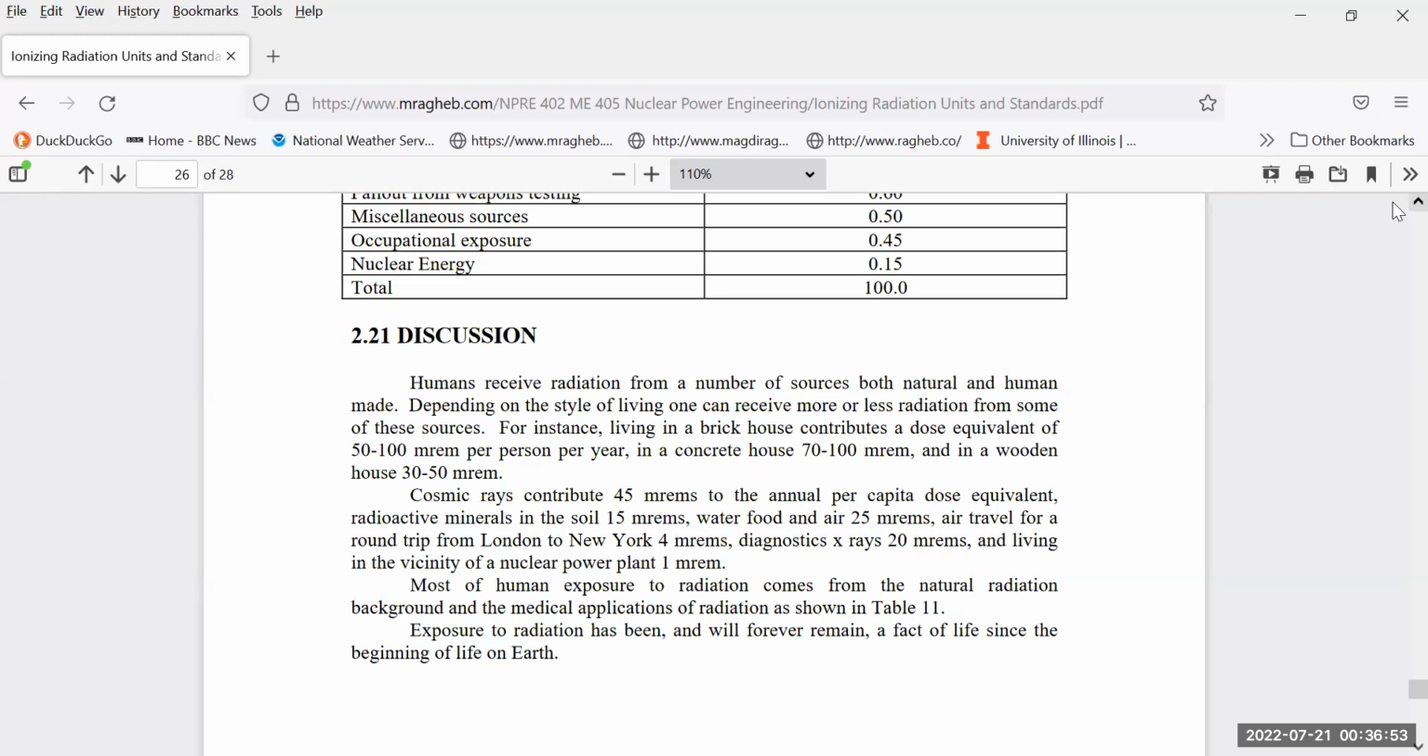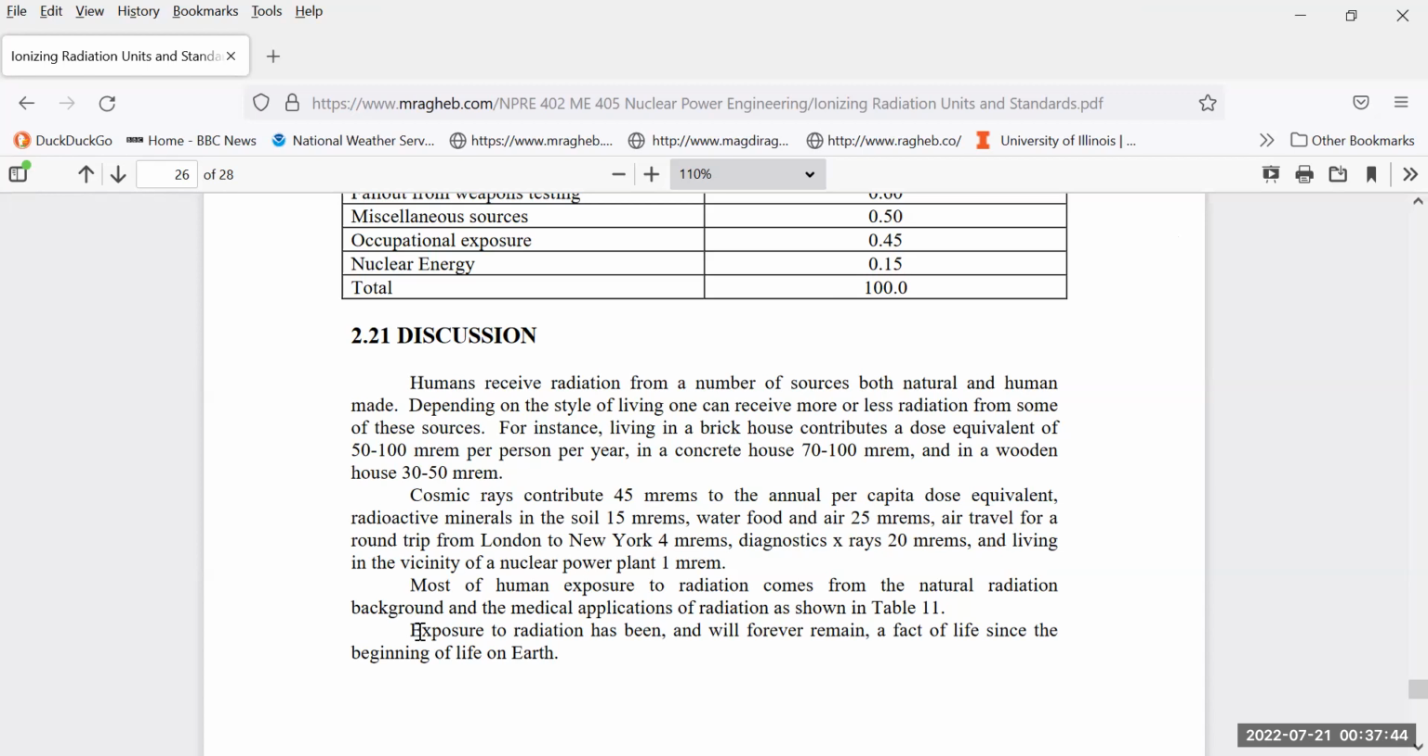In essence, this is what we can learn about the dosimetry of radiation. We now have an arsenal of 4 principal quantities that we use in measuring radiation. And once you measure it, we can set up limits on what to use and what not to use. And I mentioned the ALARA principle: as low as reasonably achievable exposure to radiation. Cosmic rays contribute 45 millirem to the annual per capita dose equivalent. Most of human exposure to radiation comes from the natural radiation background and the medical applications that have a benefit that exceeds the cost of the exposure to radiation in general.